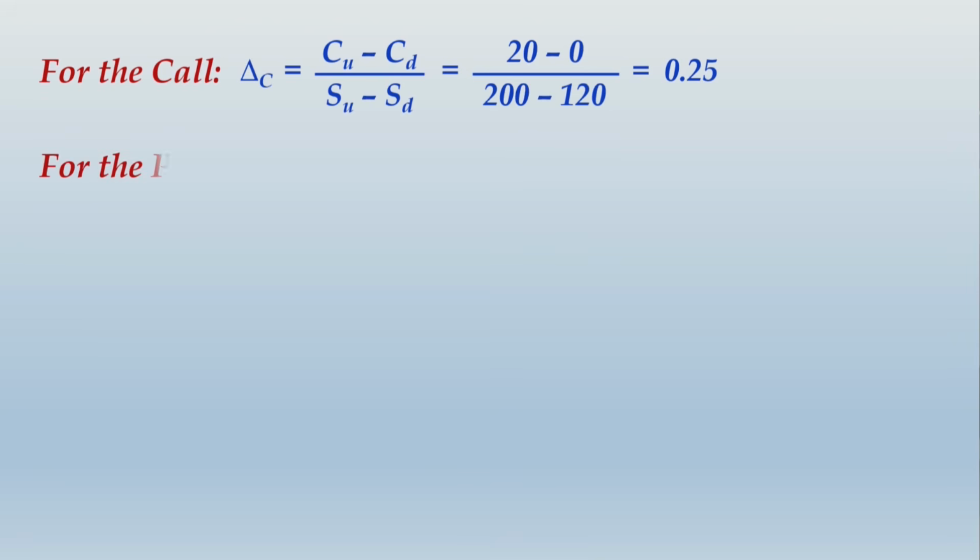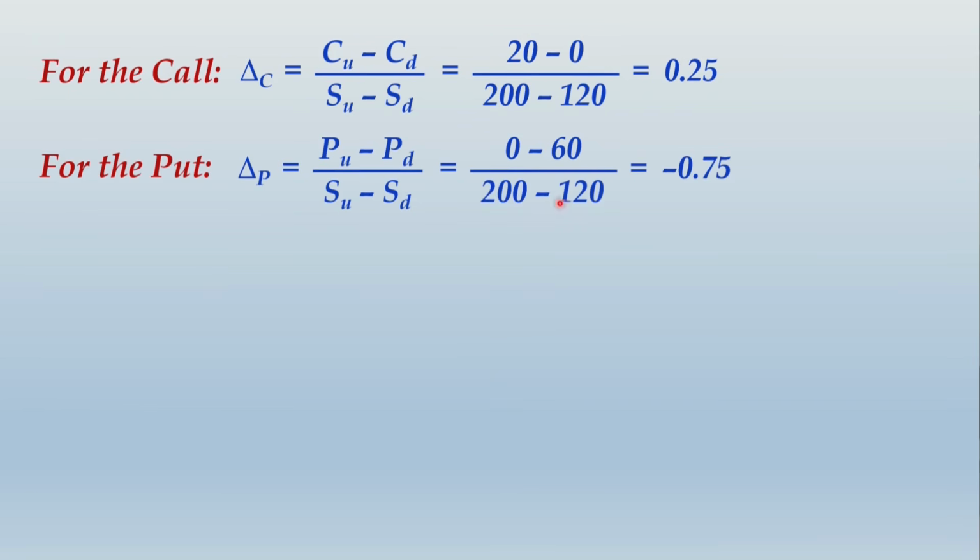So for the put, you can compute the delta, that is delta of put, by taking PU minus PD divided by SU minus SD. Look at one thing, the value of put when the price goes up was 0, value of put when the price goes down was 60. So 0 minus 60 will give you negative 60 divided by 80, correct? So negative 60 divided by 80 will give you negative 0.75.